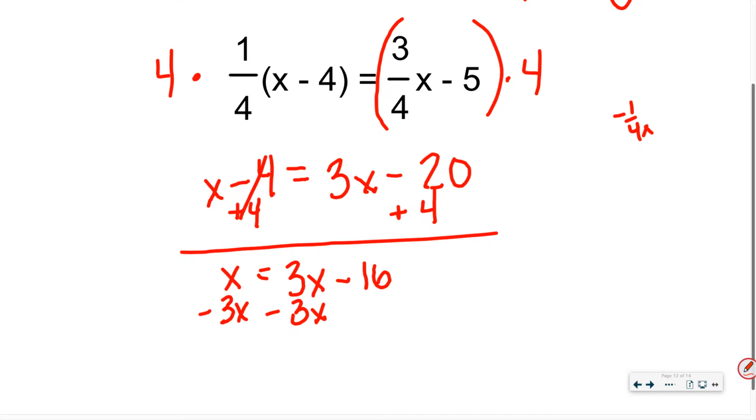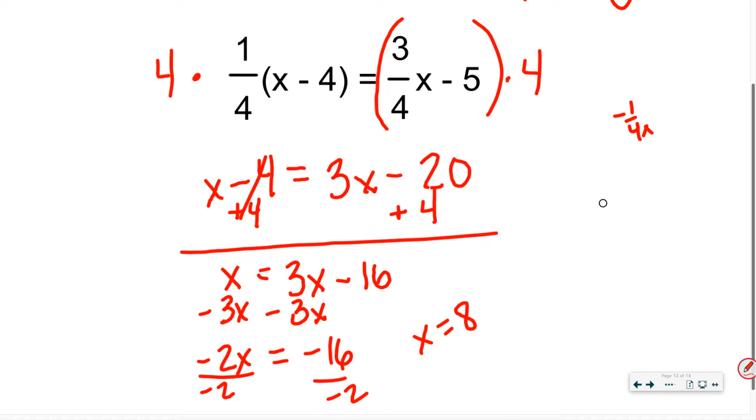So what do I have? On the right side, I have -16. What do I have on the left? X minus 3x, -2x. Last thing to do. Divide by -2. X equals 8. Good. So let's talk about the other mistake.